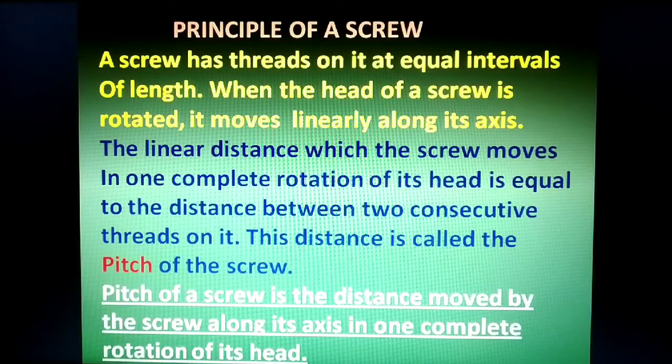Now, principle of a screw. A screw has threads on it at equal intervals of length. When the head of a screw is rotated, it moves linearly along its axis. The linear distance which the screw moves in one complete rotation of its head is equal to the distance between two consecutive threads on it. This distance is called the pitch of the screw. So, the pitch of a screw is the distance moved by the screw along its axis in one complete rotation of its head.